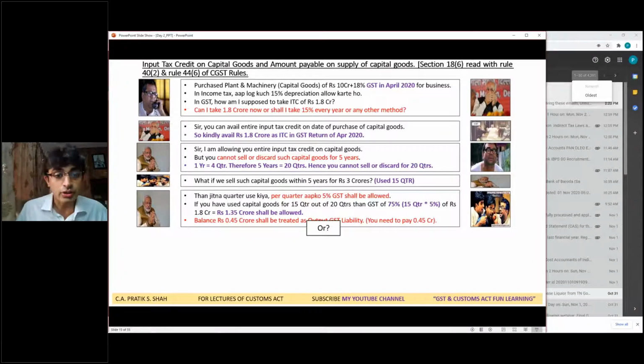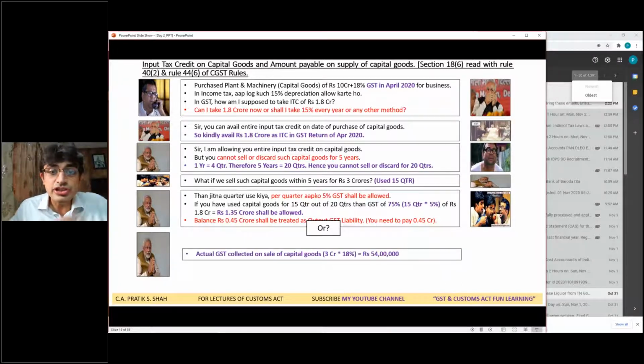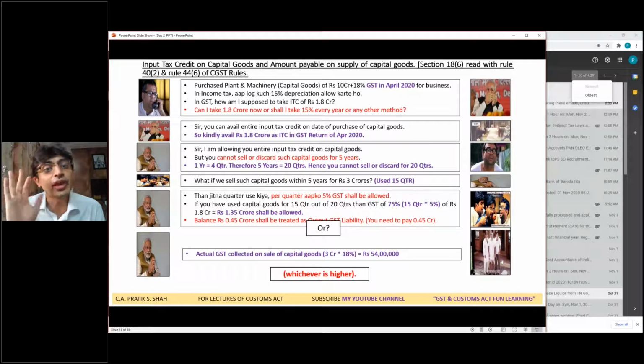This is option 1. Or option 2, there is one more option. Actual GST collected on rupees 3 crore. I sold the asset for 3 crore, and on that 3 crore also I am required to collect GST. On 3 crore I am collecting 18%, 54 lakh, whichever is higher. So option 1, either I reverse 45 lakh, or option 2, I pay 54 lakh, whichever is higher. Clear?